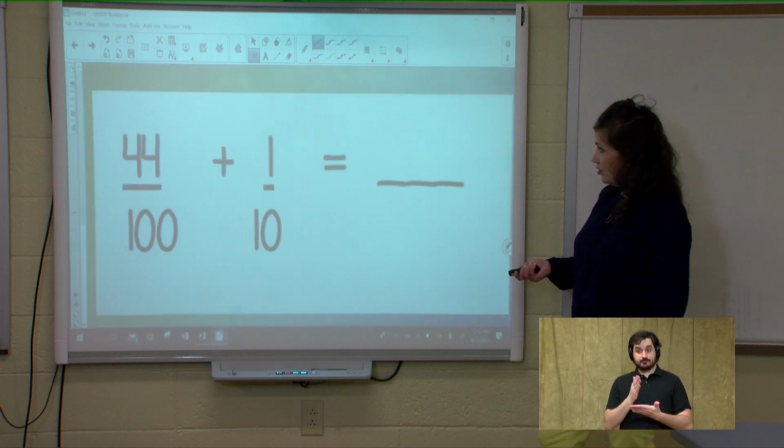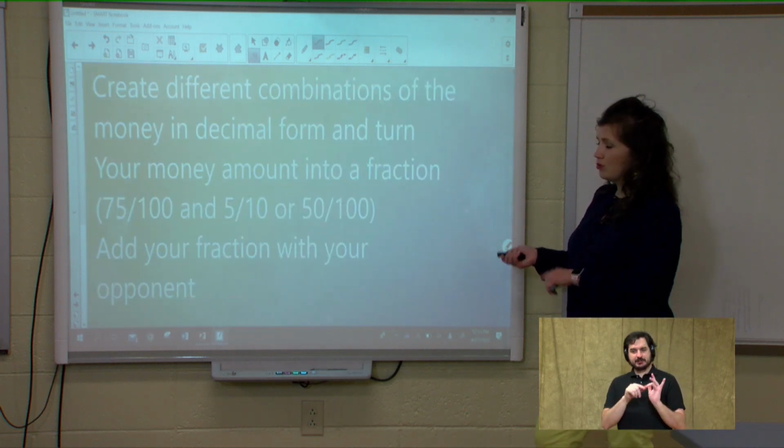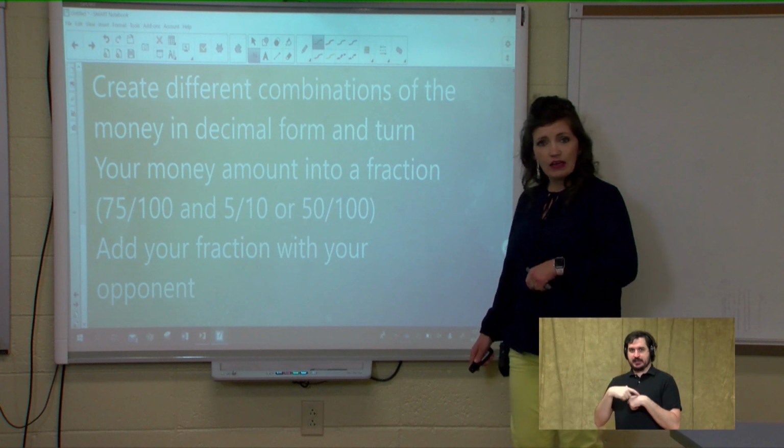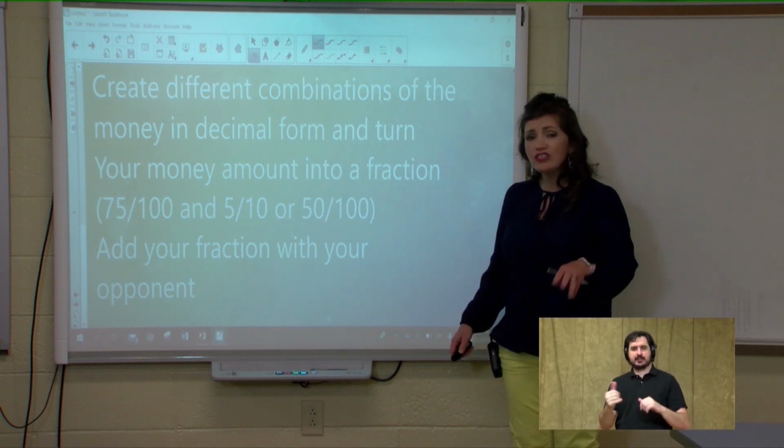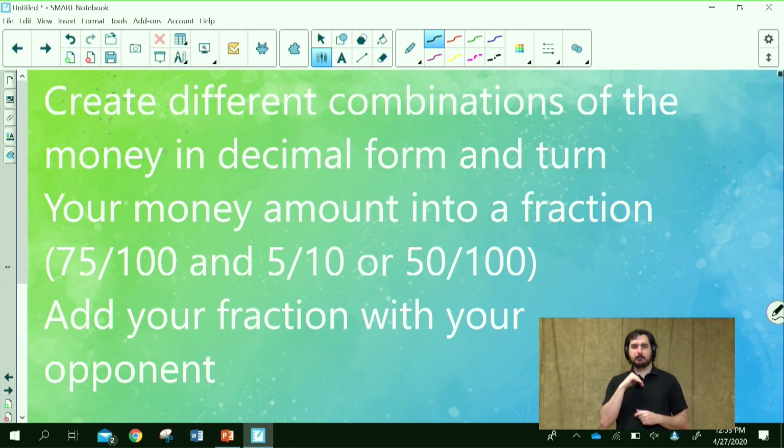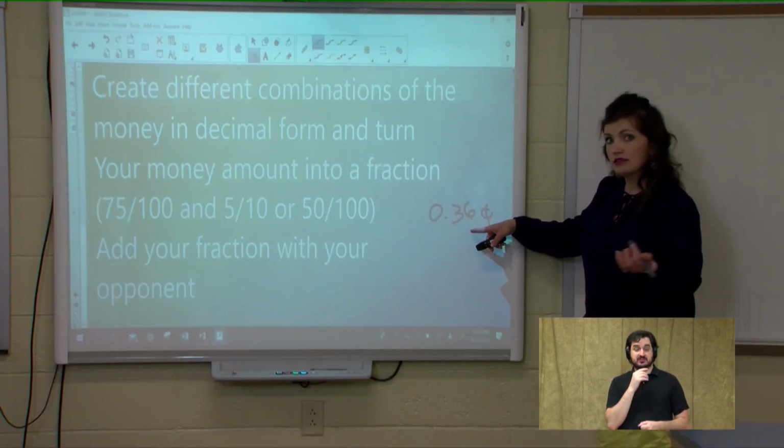All right, guys, we're going to skip a couple problems because we're almost out of time. Have an activity I want you to try today. I want you to empty out those piggy banks or those change jars, and I want you to create different combinations of the money in decimal form. For example, if you have 36 pennies, we would write that like 0.36, right? Well, 0.36 is a decimal.